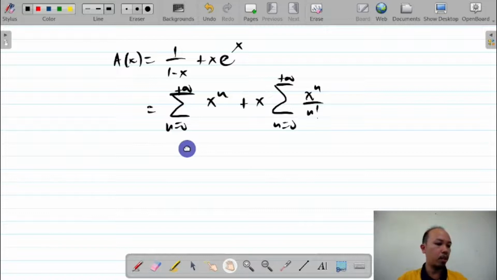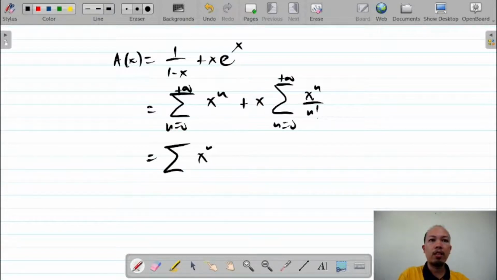So what we will do here is, the problem here is we have a variable x somewhere here, so we can distribute. So this is summation of x to the n.